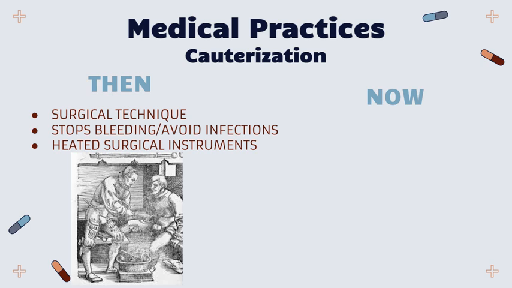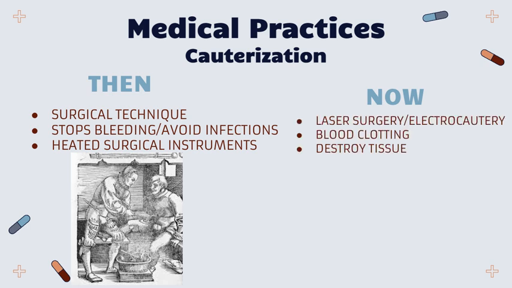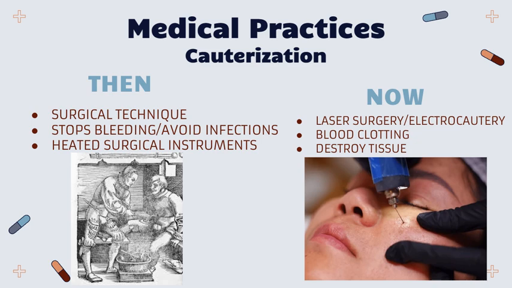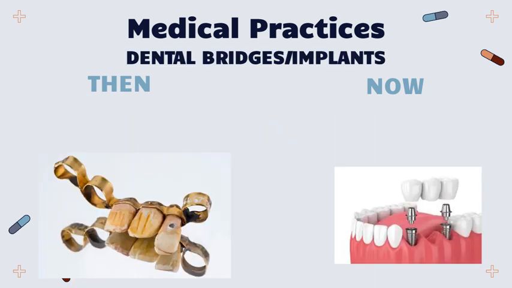Today, cauterization is far more advanced. We now use electrocautery and laser surgery for precision and safety. But the basic principle of using heat to control bleeding and remove harmful tissue is still a core part of modern surgical practice. Romans also gave dental bridges and crowns.